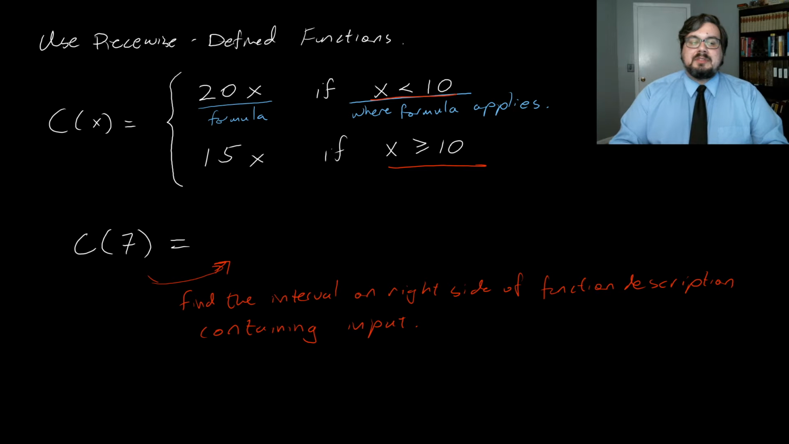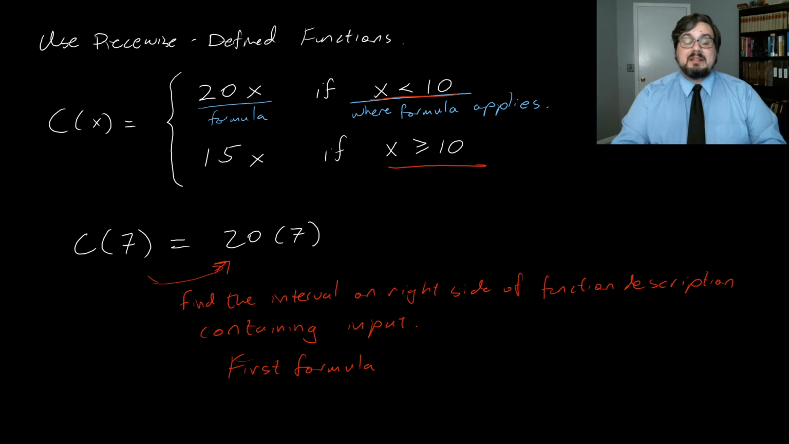So we see here that 7 is less than 10, which means that we are going to use the first formula, because the first formula applies whenever our input is less than 10. So we're going to use the first formula. And so we get that C of 7 is equal to 20 times 7, because our input satisfies the condition for us to use the first formula. So C of 7 is equal to 20 times 7, which equals 140.